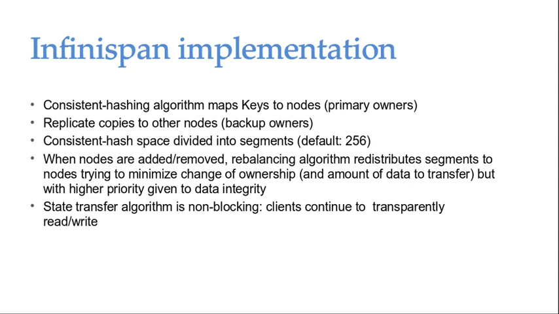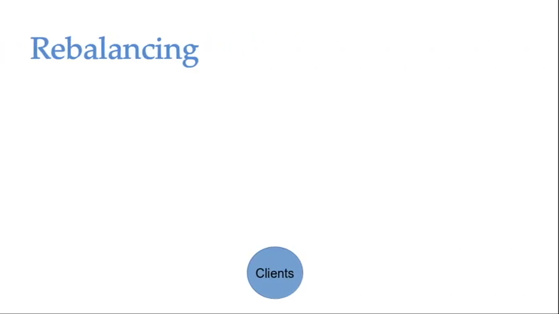The state transfer algorithm in Infinispan has been non-blocking for a very long time now, and clients can continue to transparently read and write data to nodes even while state transfer between the nodes is happening. However, rebalancing has an impact. Big chunks of data need to be transferred across the various nodes, and there's also a fairly high computation load needed to calculate segment sizes, to determine which ones need to be moved around. I will now just demonstrate the algorithm very quickly.